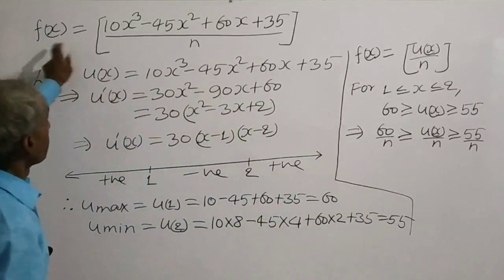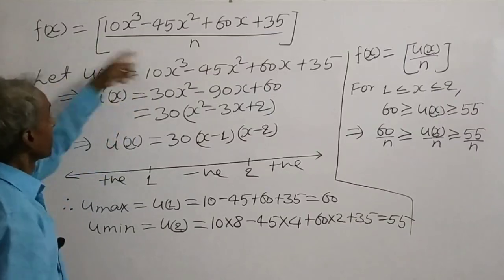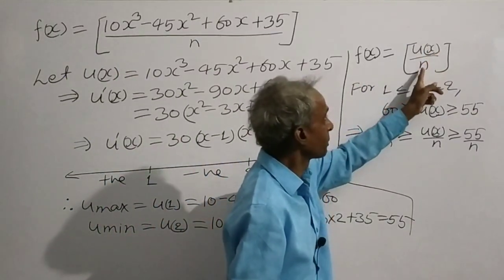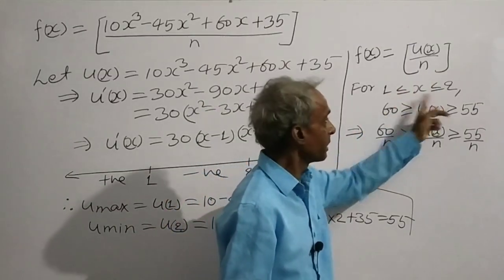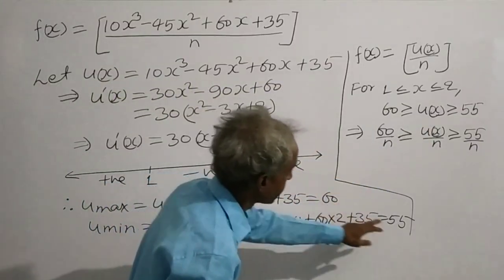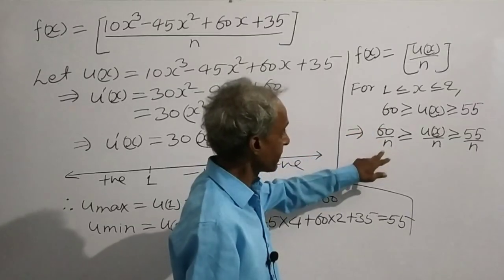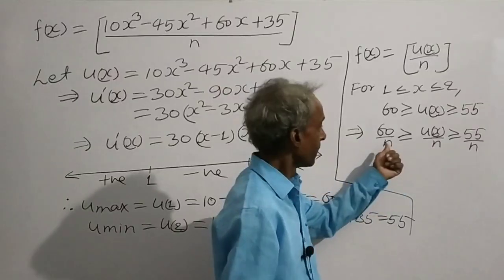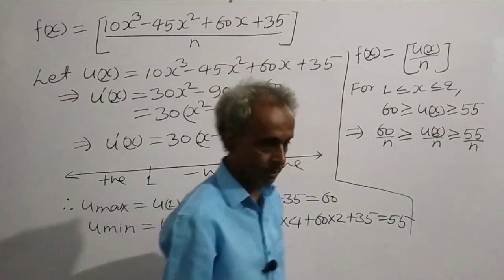Since f(x) is equal to this and this numerator is u(x), therefore f(x) will be equal to greatest integer of u(x) by n. For x lying between 1 to 2, u(x) lies between 60 to 55. Dividing each by n, we get this. That means u(x) by n lies between 60 by n and 55 by n.